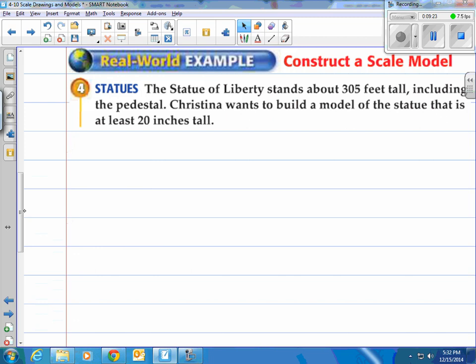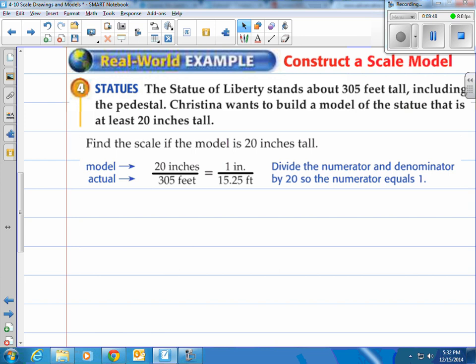All right, let's take a look at this fourth example here. Construct the scale model. Statues. The Statue of Liberty stands about 305 feet tall, including the pedestal. Altogether, it's 305 feet tall. Christina wants to build a model of the statue that is at least 20 inches tall. Well, what do we do?